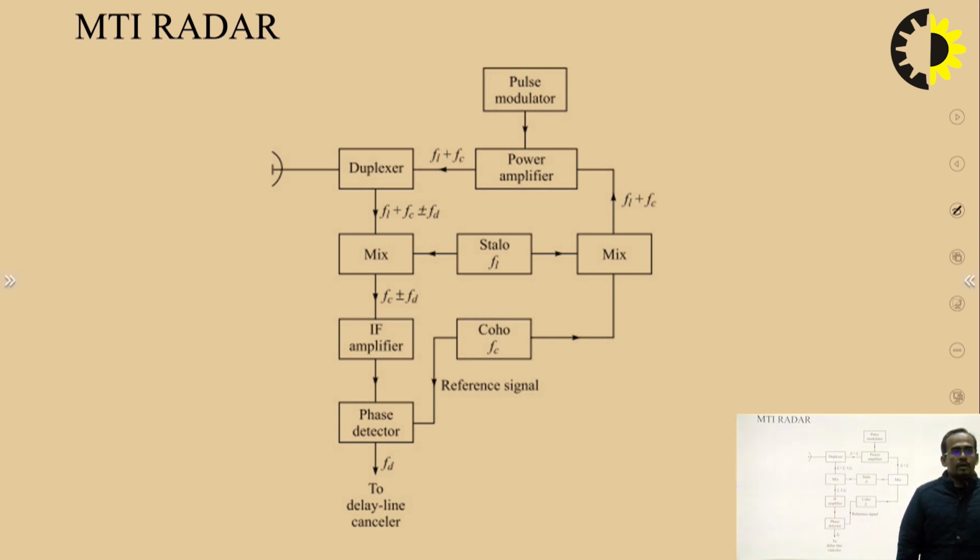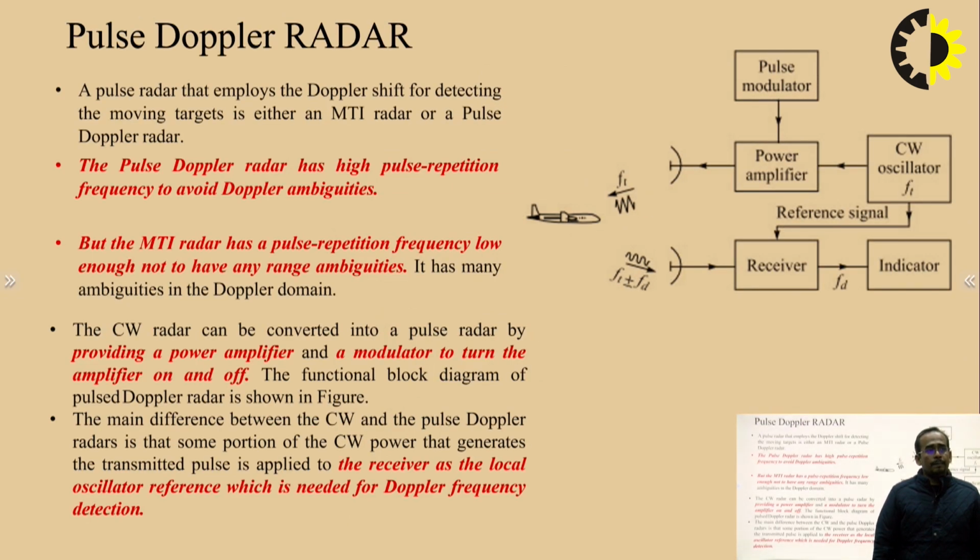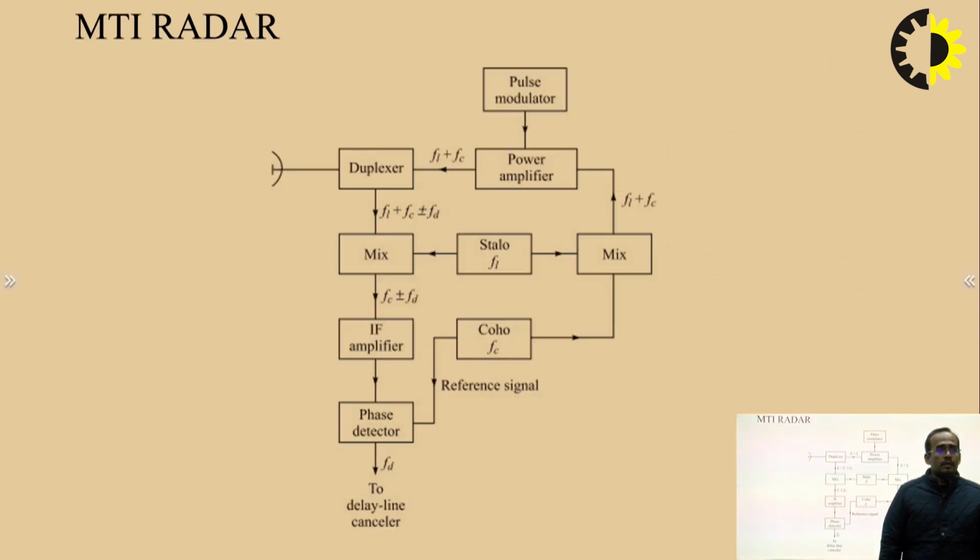It consists of the pulse modulator, power amplifier, duplexer, mixer, IF amplifier, coho, and phase detector. This is the MTI radar, and this is all about the radar system.